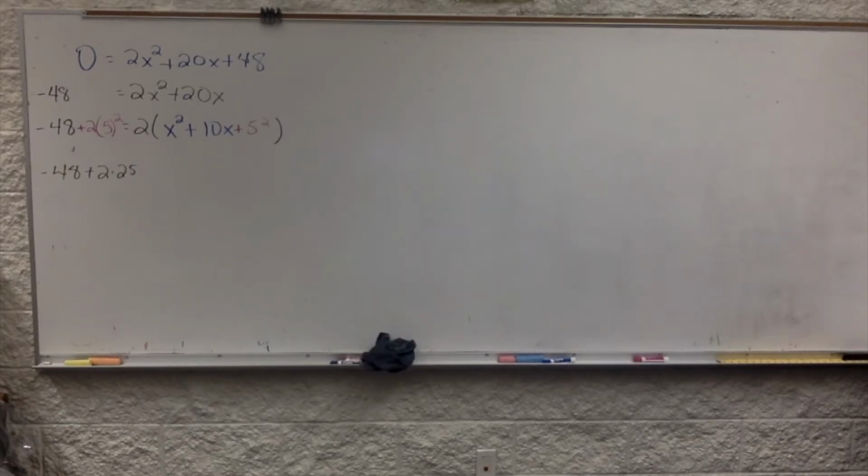Then you simplify the left side and be careful of the order of operations, and you factor the right side, so you leave the 2 in front of the parentheses, and then you still use that shortcut of x plus 5 quantity squared. Then you divide by 2 and then do the square root of both sides.